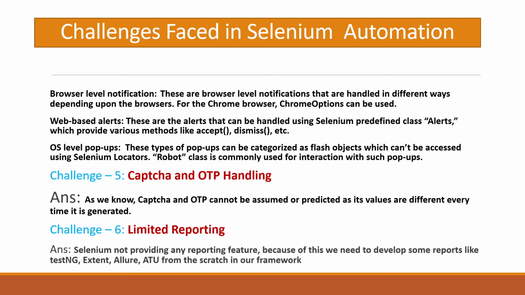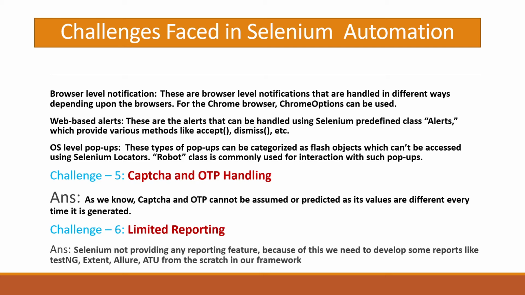I mean, we can take it as also one more challenge. So the next challenge is, what is our next challenge? To automate the Captcha and OTP handling. As we know already, Captcha and OTP cannot be assumed or predicted, as the value is different every time.